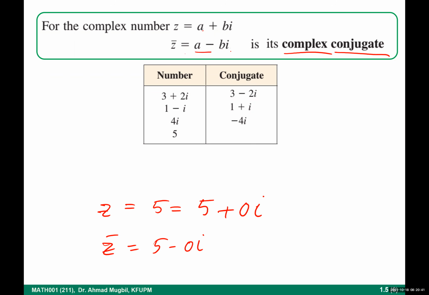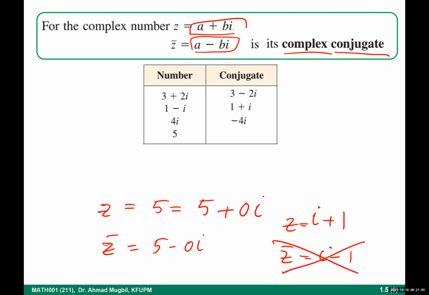This is, shabab, what we said here. Look, a plus bi, its conjugate is a minus bi. Be careful, please. So let me ask you this. What is the conjugate of i plus 1? If this is z, what is z bar? Is it i minus 1? No. It is negative i plus 1. So be careful. You should write it in the standard form. First of all, you should write this as 1 plus i. Then its conjugate will be 1 minus i. Be careful. This is why we said complex conjugate. In the complex conjugate, we change the sign of the imaginary part, not the real part.